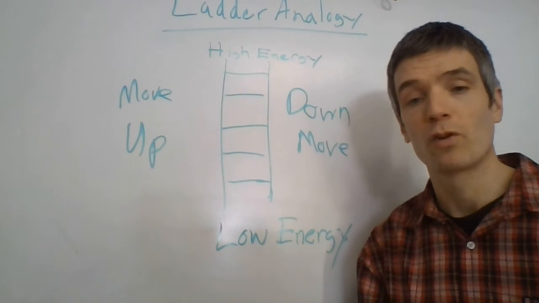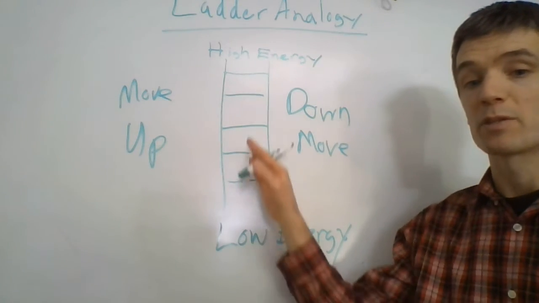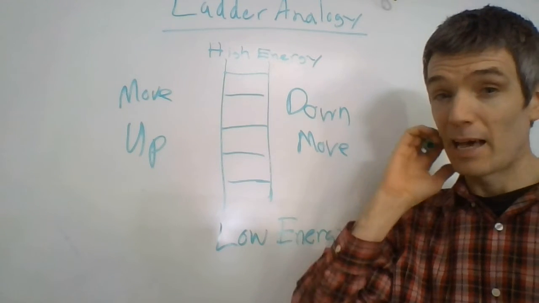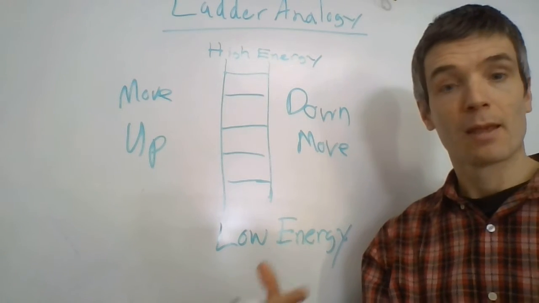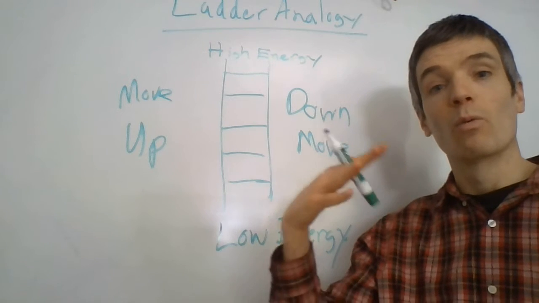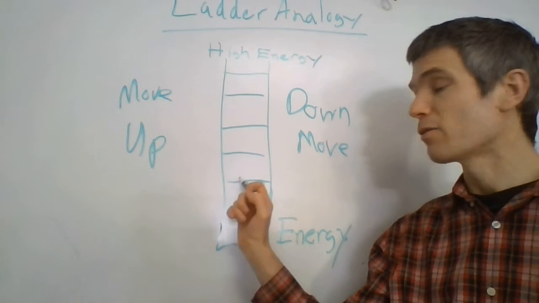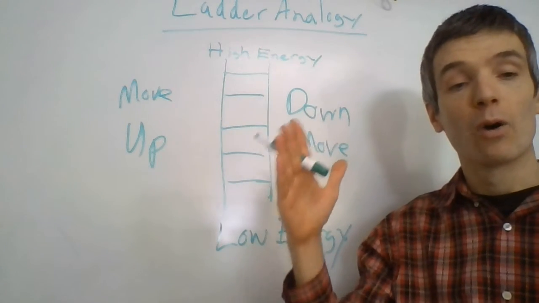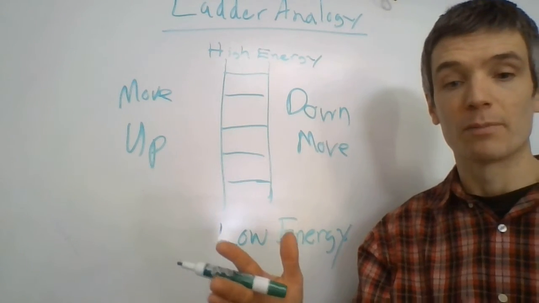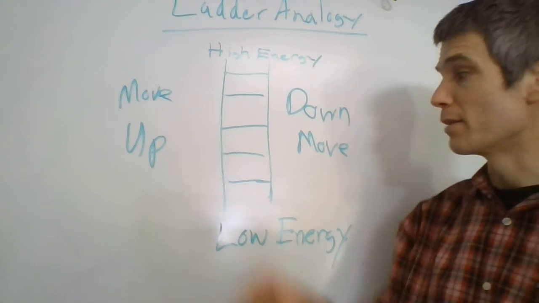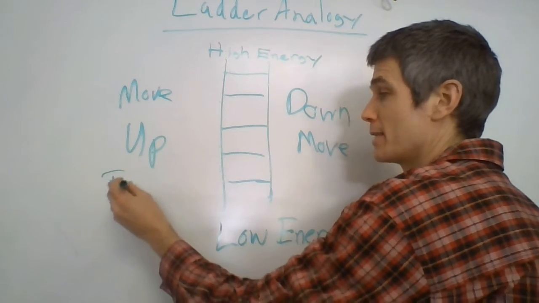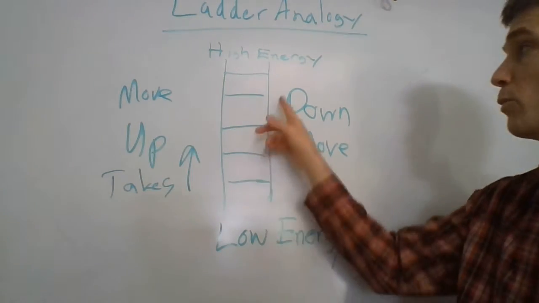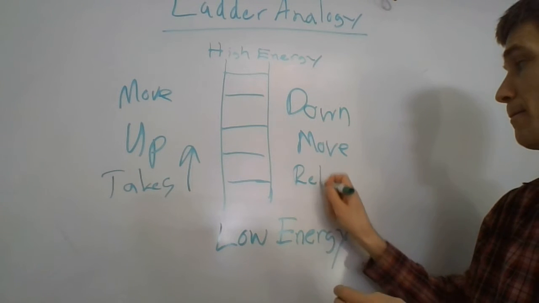Now, you could compare this to a ladder. The ladder represents where the electrons are. It's like the electron cloud. So the ladder is the electron cloud. It represents where the orbitals are. The rungs represent the energy levels or orbitals, where you're going to find the electrons. To move up is going to require energy. To move down releases energy.